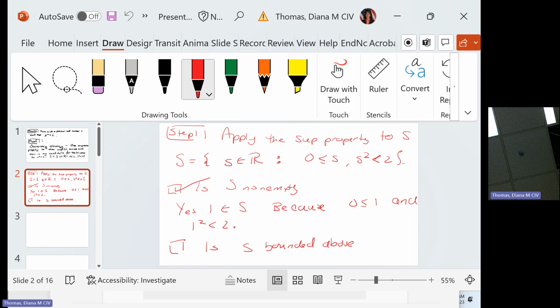So is it bounded above? You can choose anything. You could choose 100 if you want to show this is bounded above. You just need a real number that's bigger than anything in this set. You guys chose, I think, 2.